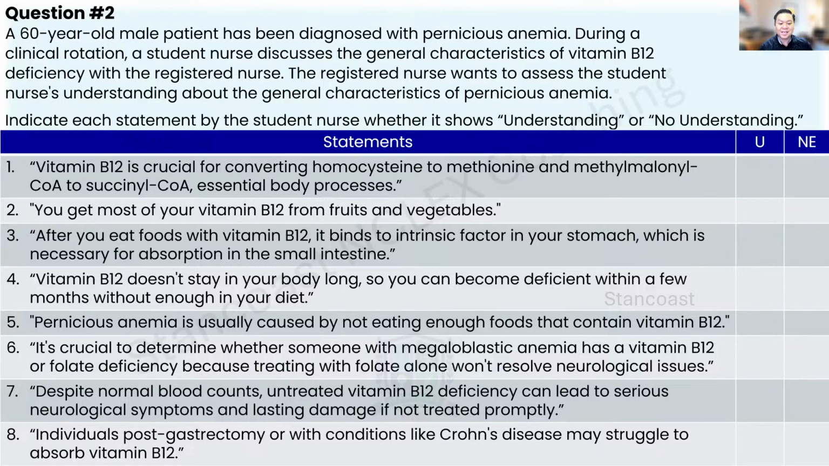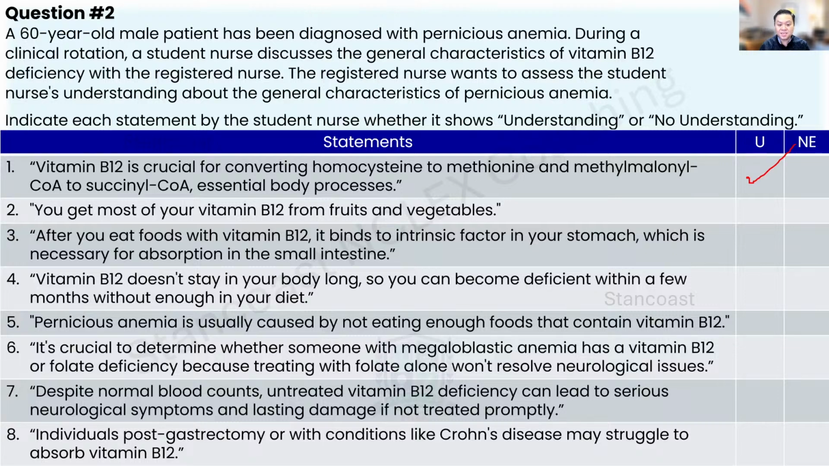And lastly, 7, not even the last, I should say. Number 7, despite normal blood counts, untreated vitamin B12 deficiency can lead to serious neurological symptoms and lasting damage if not treated promptly. And lastly, individuals post-gastrectomy or with conditions like Crohn's disease may struggle to absorb vitamin B12. So let's check out statement number 1. What do you think about that one? Well, that is going to be assigned to understanding.